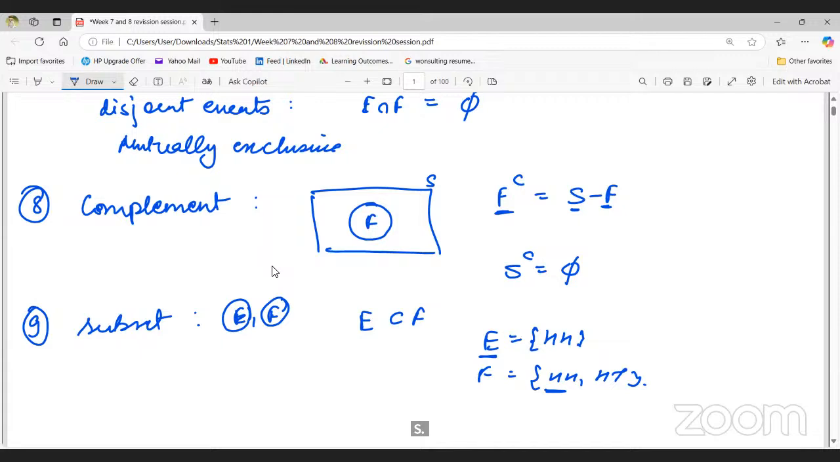Ma'am, here the sequence of the occurrence of the event does not matter, is that right, in a subset? No, it doesn't matter. It's not necessary that you first have an HH and only then an HT. That is not necessary, right? No.